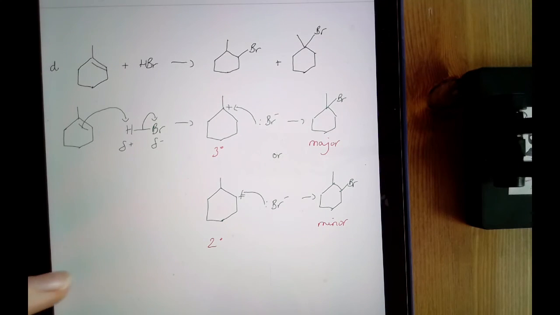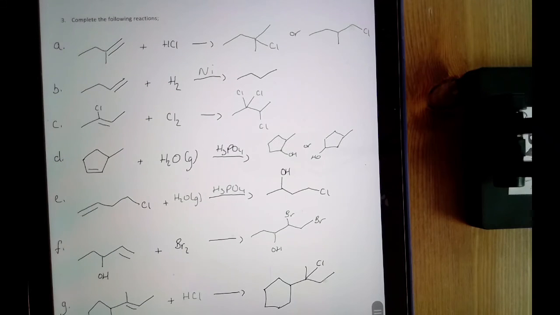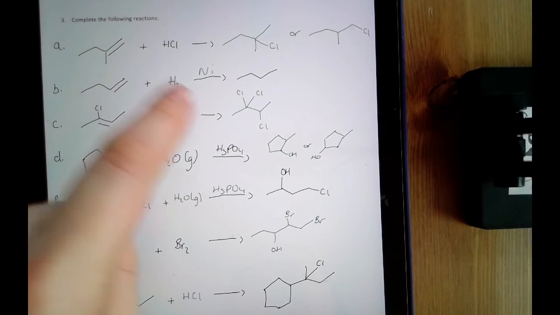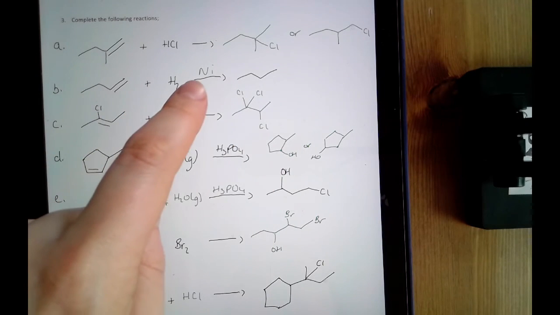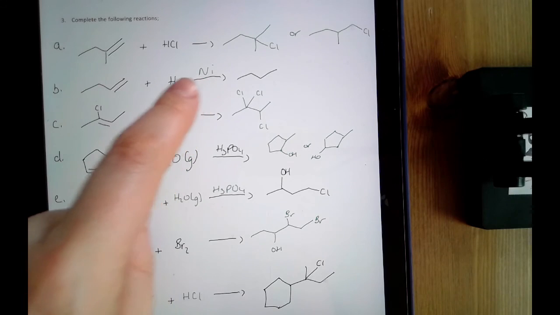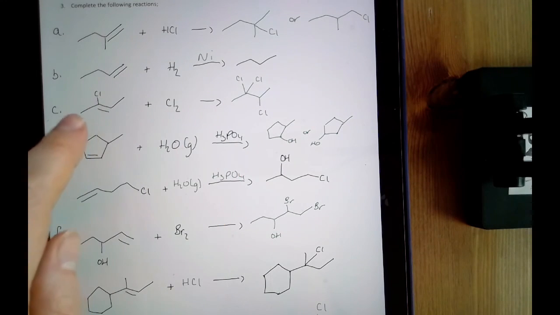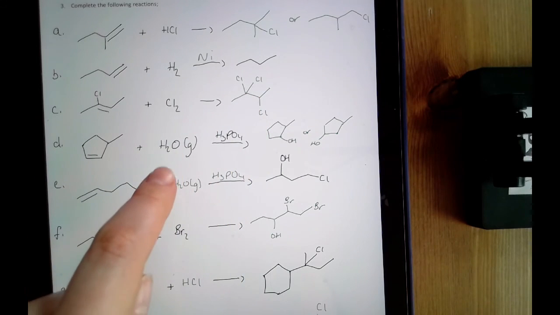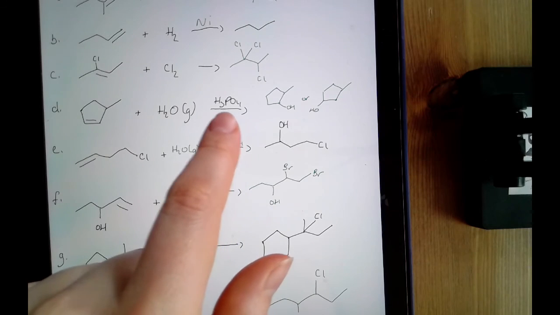That's the end of the mechanisms. Then we've just got some reactions to complete. So here you've got an unsymmetrical alkene, you've got two different atoms, so you've got two potential products. Here, hydrogen, you're using nickel, that's your reagent, make sure you know it. Chlorine, you're going to add a chlorine to one carbon and a chlorine to the other, so you're going to end up with this. H2O, it's a gas, it's steam you're reacting with in the presence of an acid catalyst.